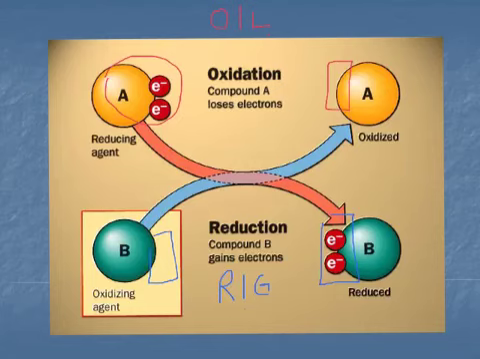Because compound A got oxidized, it's the reducing agent. It helps something get reduced. Who did it help? It helped compound B get reduced. On the other hand, compound B is called the oxidizing agent. It itself gets reduced, but it helps compound A get oxidized.